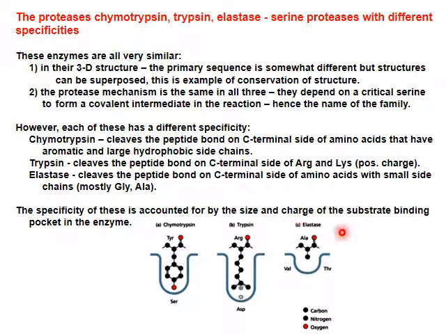Elastase, another family member, has a very small little binding pocket, and it's lined with valine and threonine. And so it can't accommodate big side chains like tyrosine or arginine, but it could accommodate smaller molecules like alanine or glycine. And so it'll cut at the very small side chains.